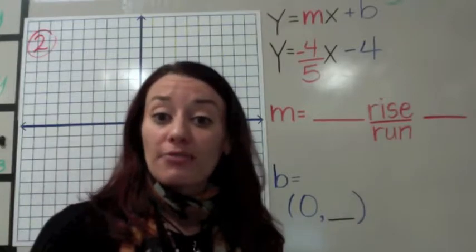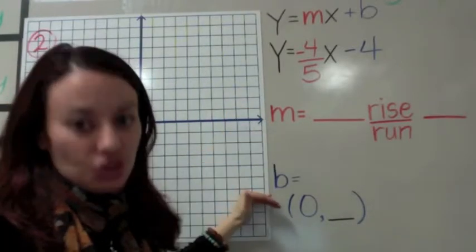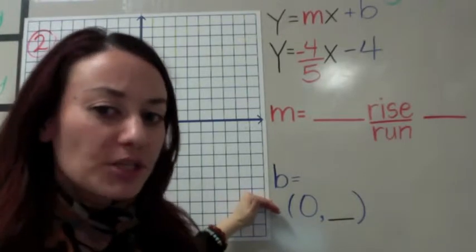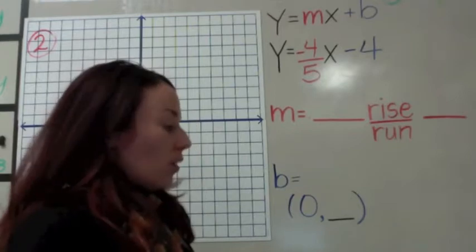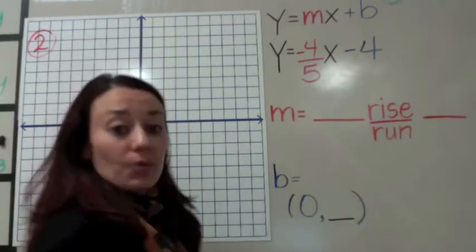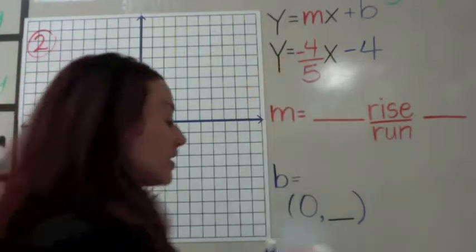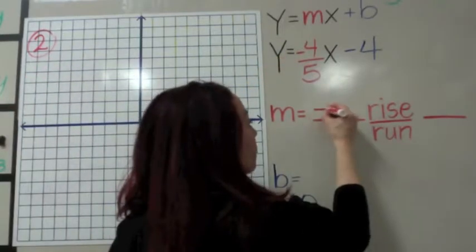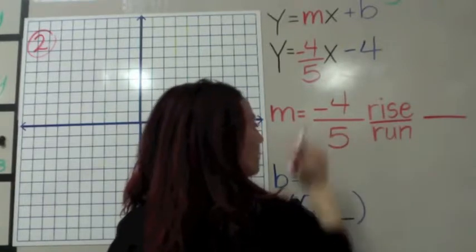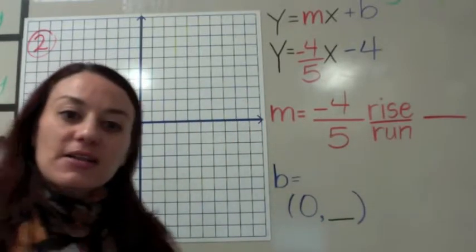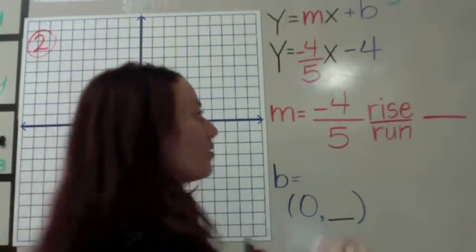So when we go to graph a line, we need 2 things. We need the slope, and we need to start from the y-intercept. Where do we start? Y-intercept, which is b. So let's go ahead and identify the slope. It's already set up for us, right? So we're going to take this fraction -4/5, and we're going to write that the rise is -4, and the run is 5.